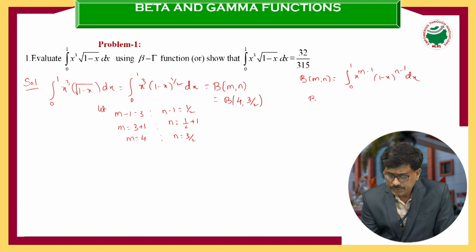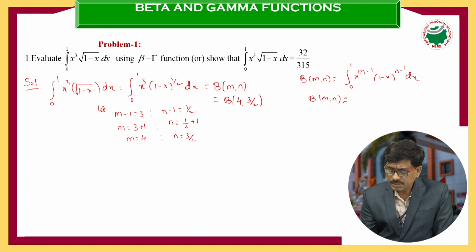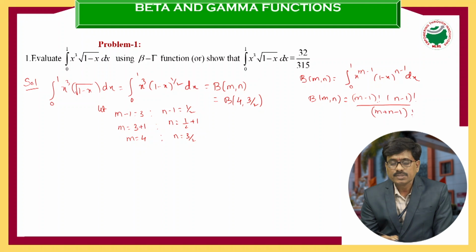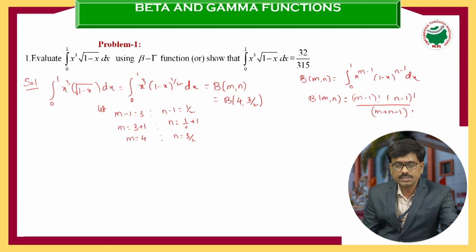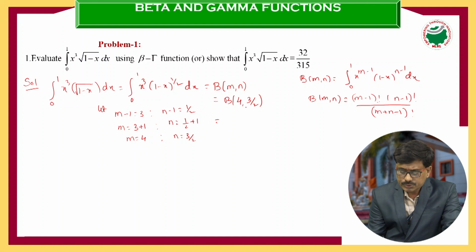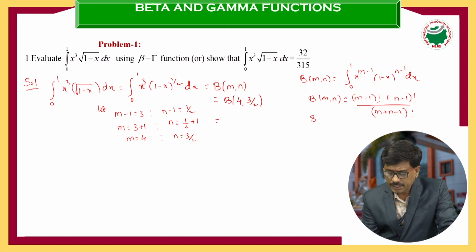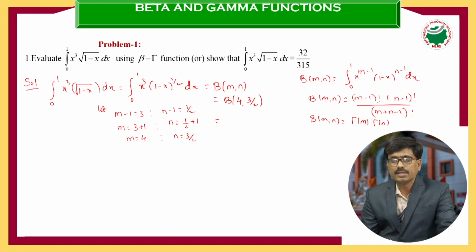Now we need to identify the value of beta of 4 comma 3 by 2. Already we know the definitions of m comma n. If m and n are positive integers, I can calculate directly: m minus 1 factorial into n minus 1 factorial whole divided by m plus n minus 1 factorial. Here n is not a positive integer. I need to convert this using the relation between beta and gamma. What is the relation between beta and gamma? Beta of m comma n equals gamma m, gamma n by gamma of m plus n.